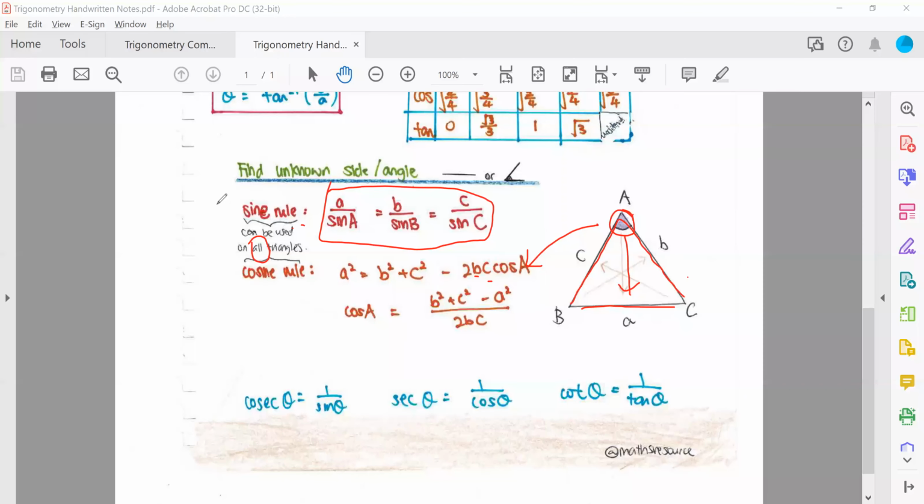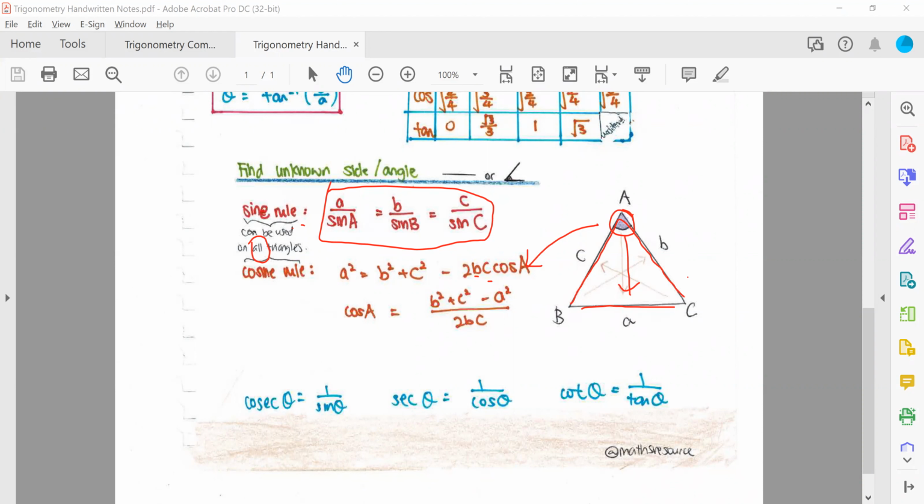And next, for this bottom portion, it just means cosecant is the same as 1 over sine theta. Secant is the same as 1 over cosine theta. And cotangent is the same as 1 over tangent theta. So you can look at the third letter to know what is the letter of the denominator.